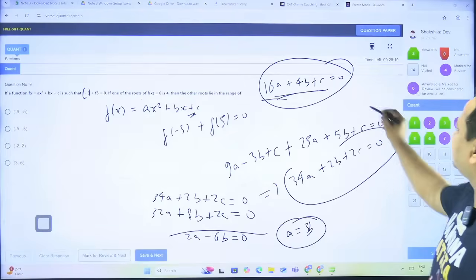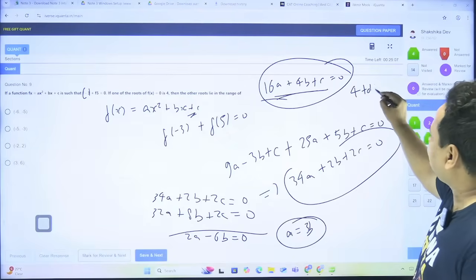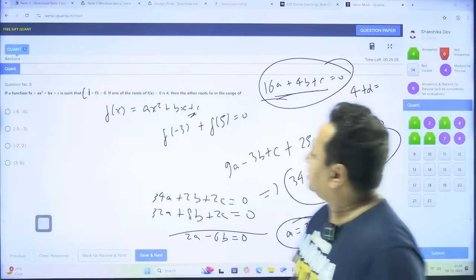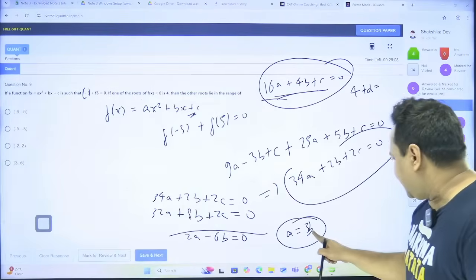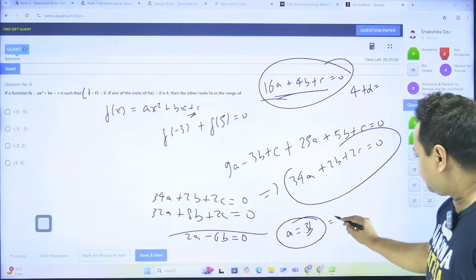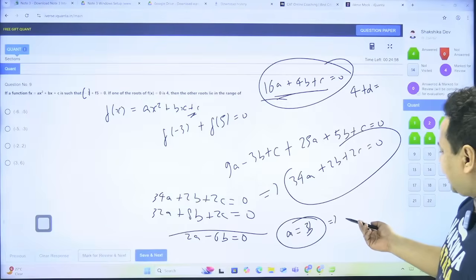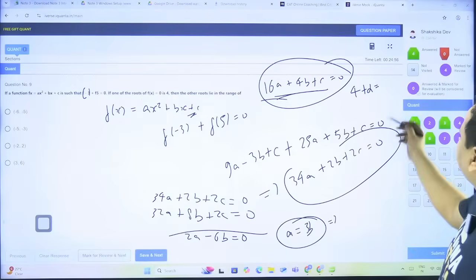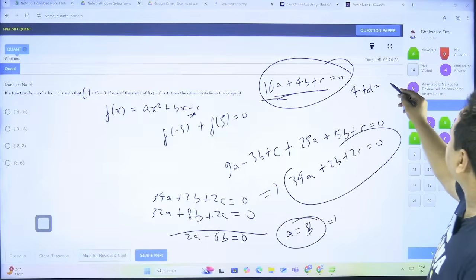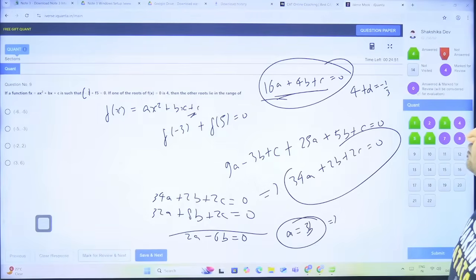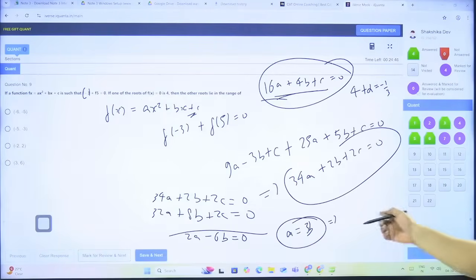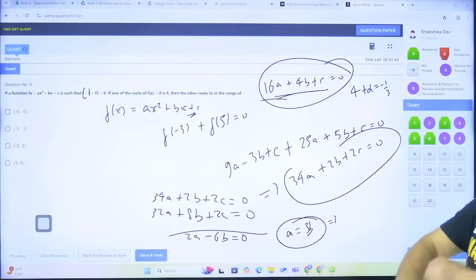So sum of roots, let the other root be alpha. 4 plus alpha must be equal to how much? Minus b by a. And here, a is 3b. So minus b by 3b, that is minus 1 by 3. That is what I have. Other root will be lying in the range of what? This is 4. And at minus 3 and 5 there was 0. One will come below, one will come above. So other root.